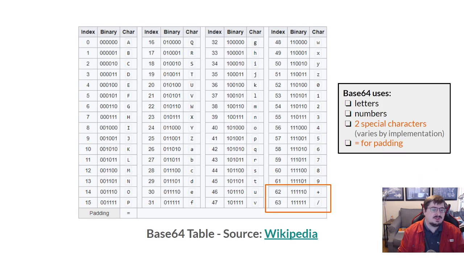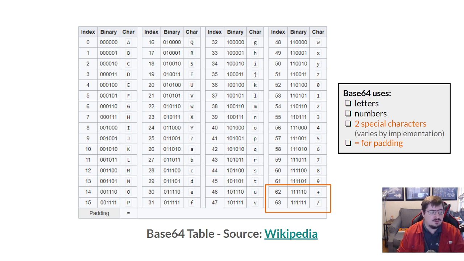So here's a table that I pulled off Wikipedia. They've got an example of what this Base64 table might look like. It does vary a little bit from implementation to implementation, but for the most part it's very close. So the characters that we use are all the letters, both uppercase and lowercase. We use the numbers, and then we always use two special characters. And the two special characters is where different versions of Base64 differ.